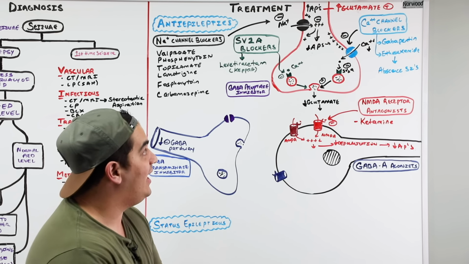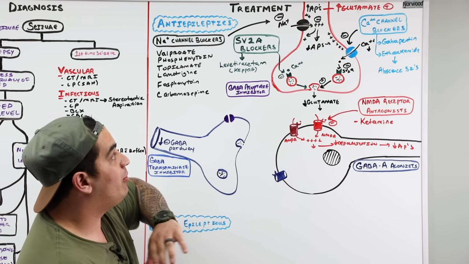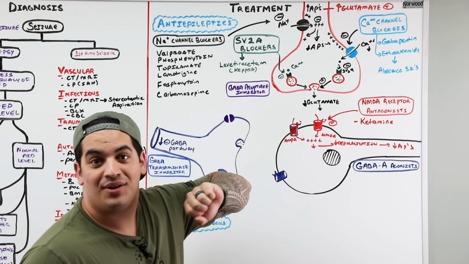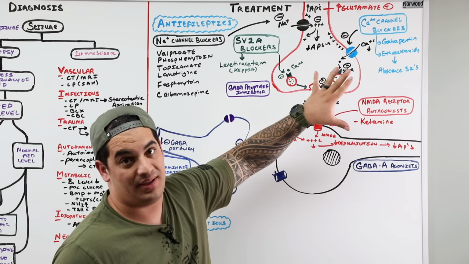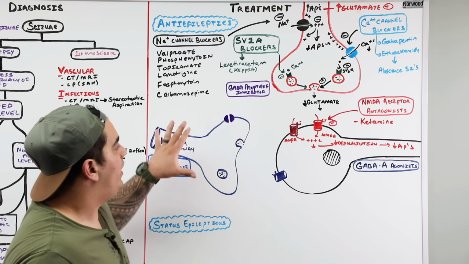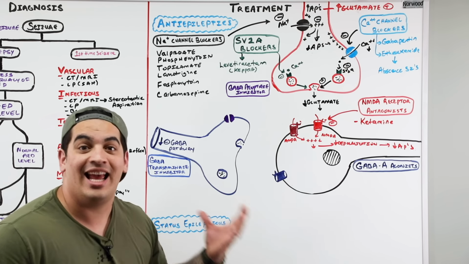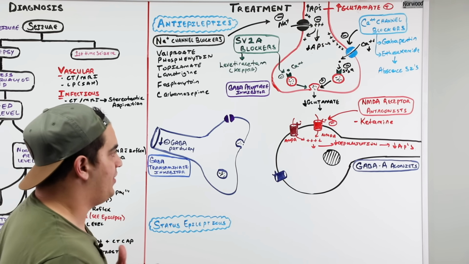So to summarize decreasing the stimulatory pathway, what do we have? Sodium channel blockers, calcium channel blockers, SV2A blockers, and NMDA receptor blockers. So we blocked that part of the seizures. We can also affect this part, which is increasing the inhibitory pathway, the GABA pathway. What drugs can we use here?